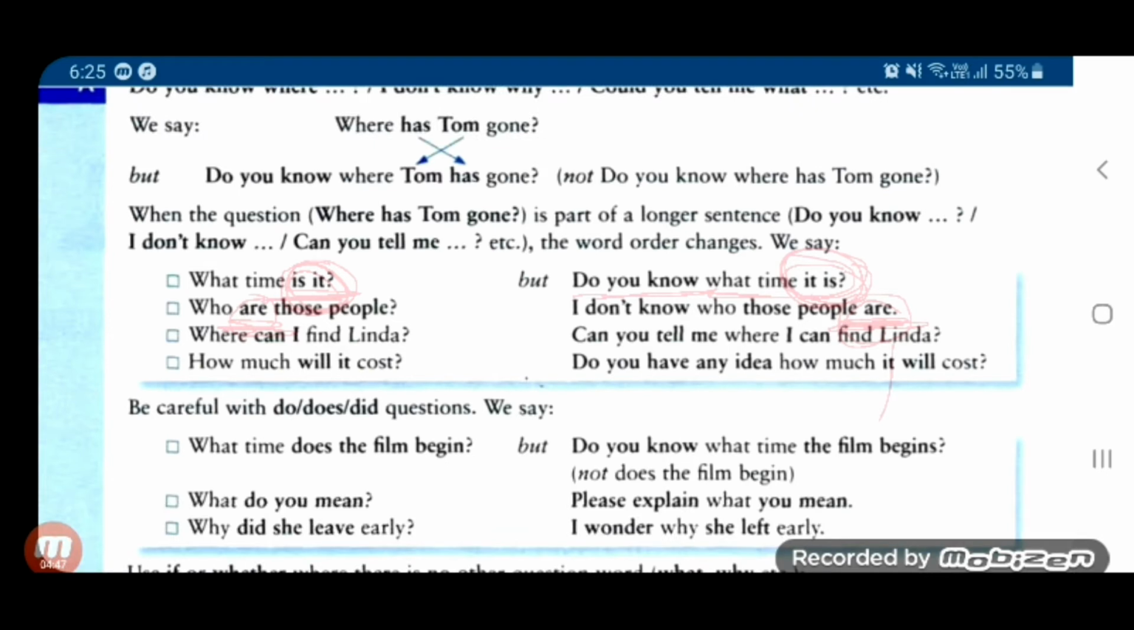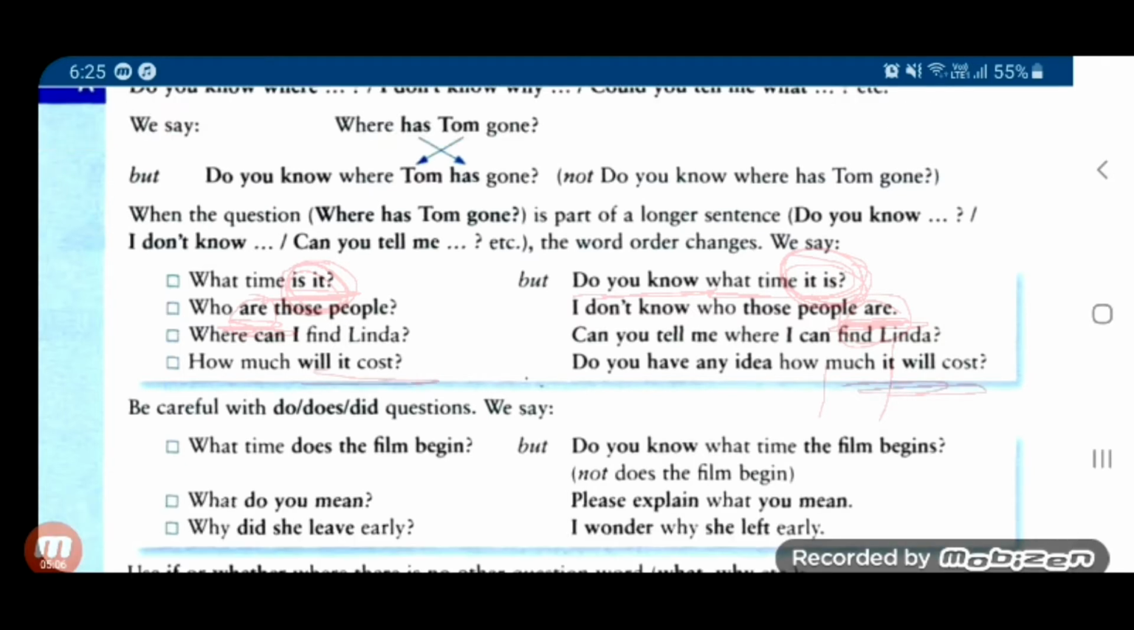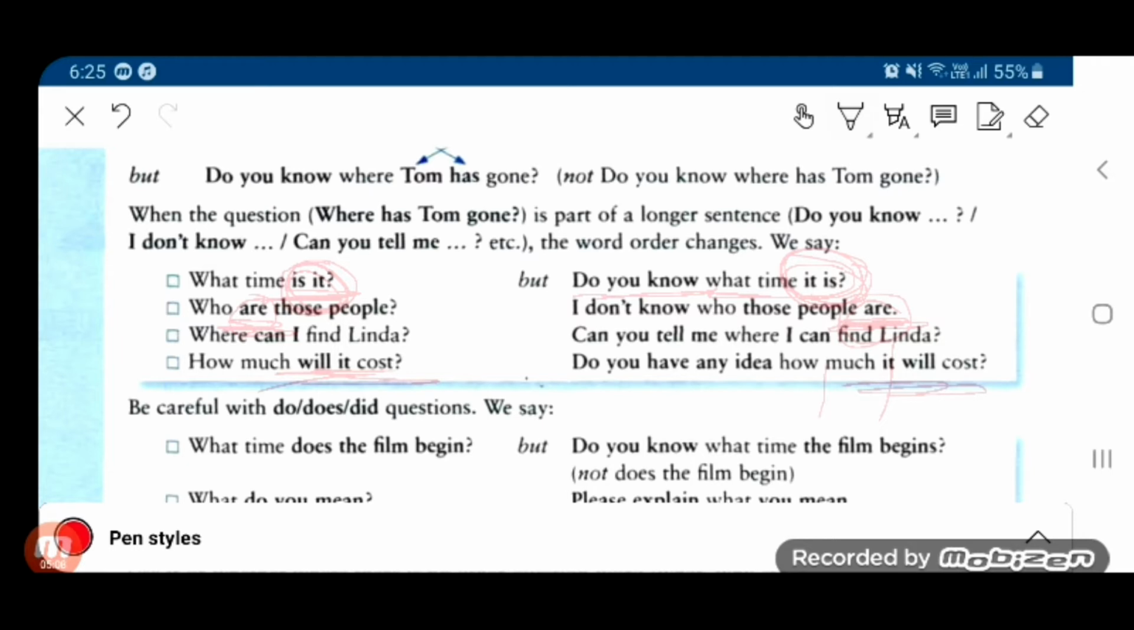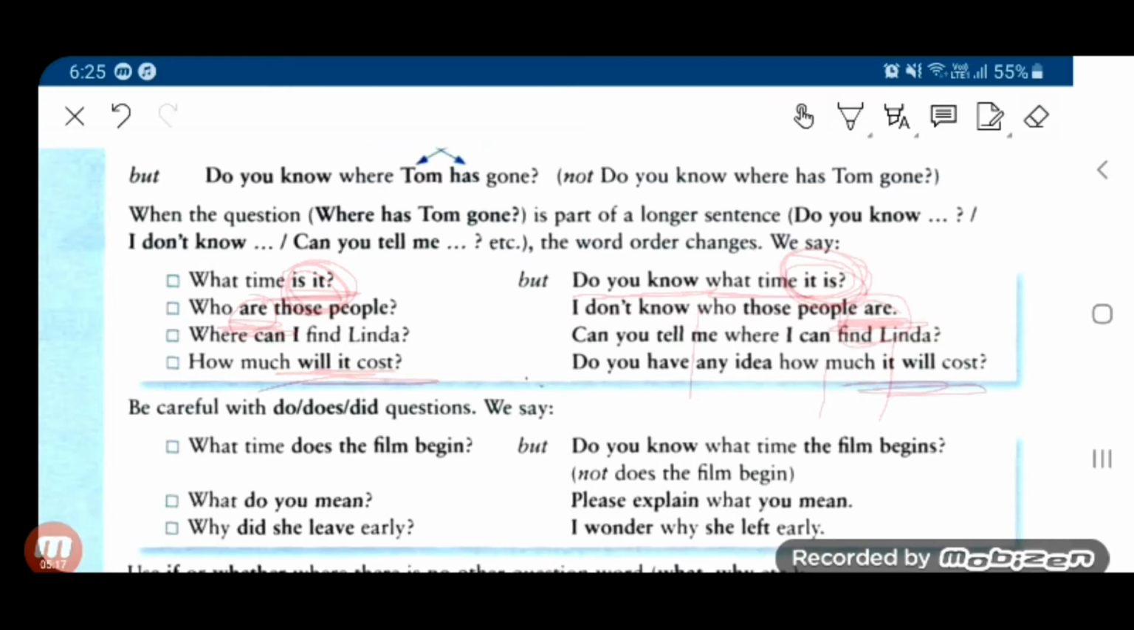Here is another example: where can I find Linda? Can you tell me where I can find Linda? How much will it cost? Do you have any idea how much it will cost? As you can see, the main difference is just swapping the subject and helping verb. Let's see another example.